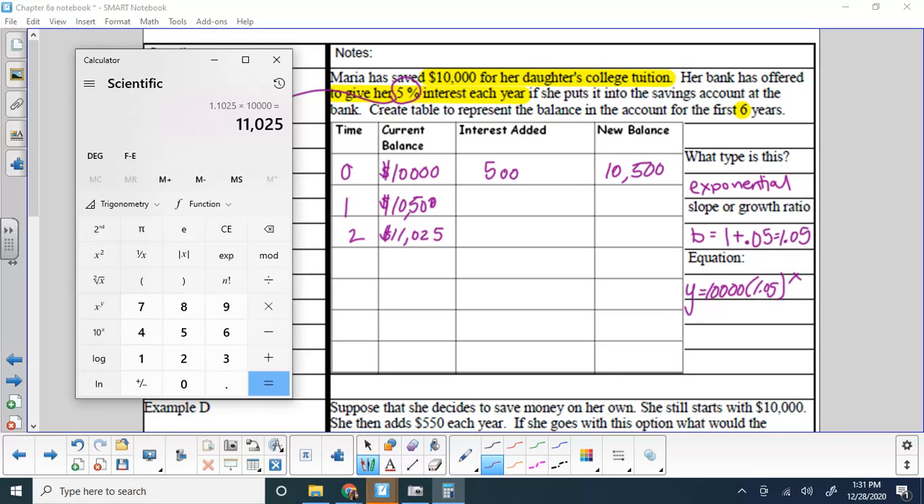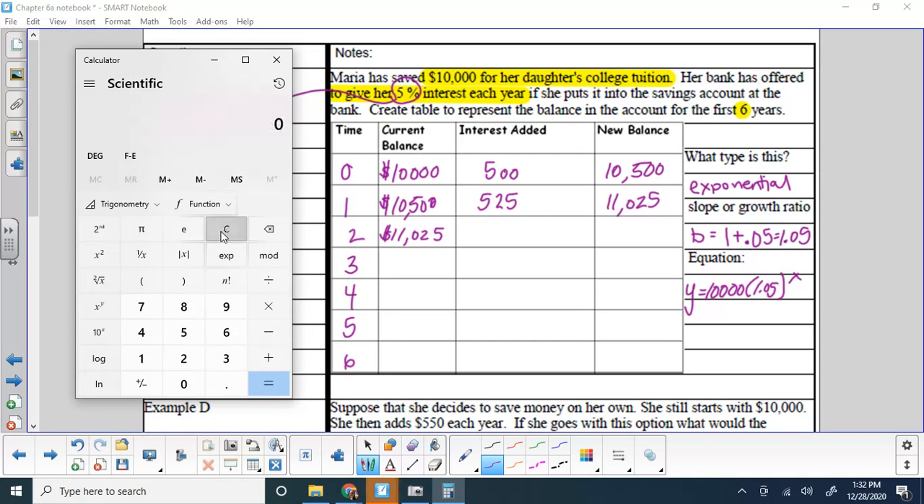Isn't interest amazing? So in this case, she would have made, because I'm going to subtract off our starting amount, our 10,500, she would have made $525. The reason she made more than just $500 is because she made money on the $500 that she made from the first year. All right, let's keep going, but I'm just going to fill in the current balance. I'm going to skip doing the other stuff because I want to just focus on the current balance.